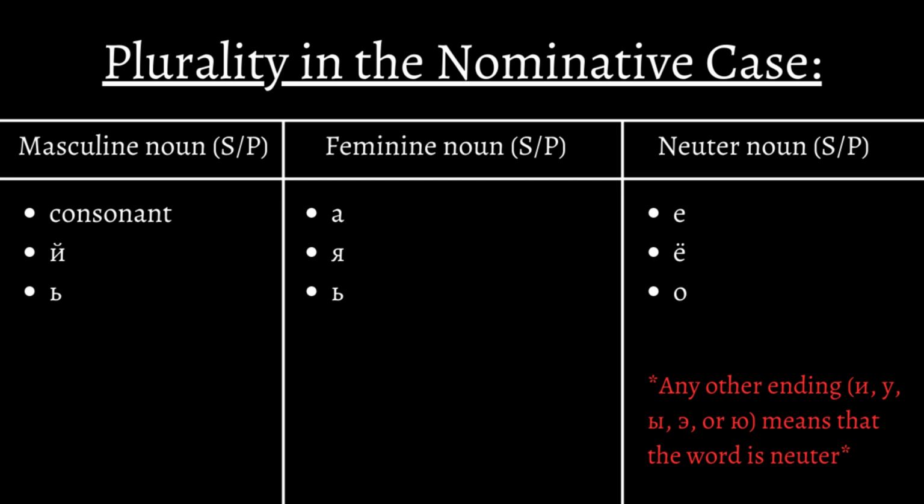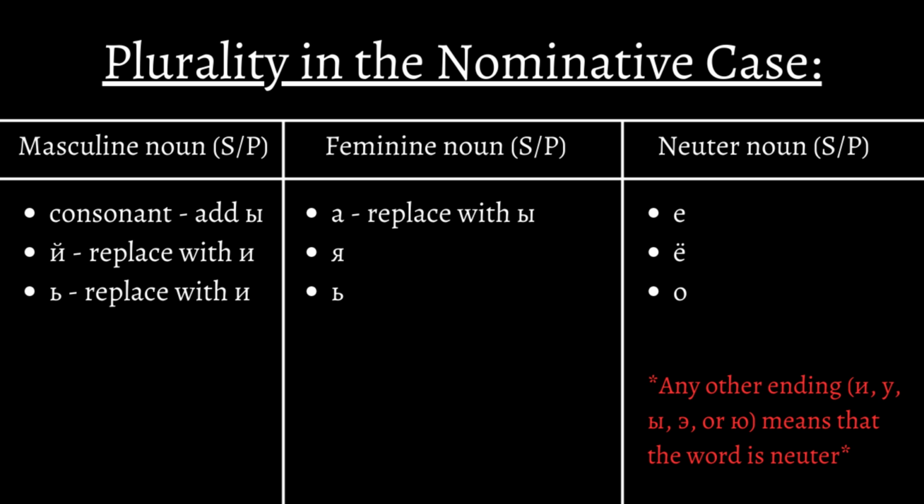If a masculine noun ends in a consonant, add ы at the end. If it ends in й, replace it with и. If it ends with ь, replace it with и. If a feminine noun ends with а, replace it with ы. However, there is a very vital spelling rule that you have to know with the following ending.